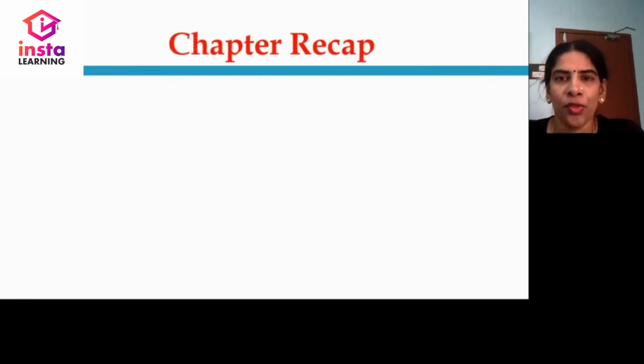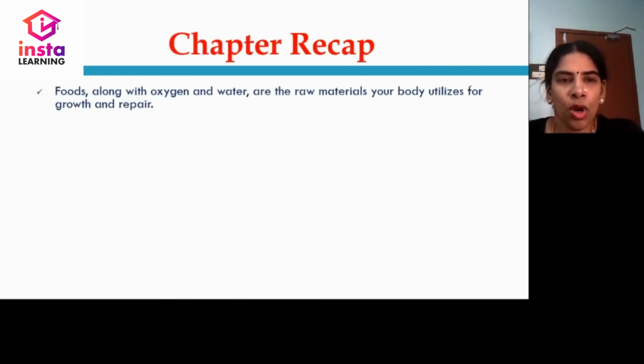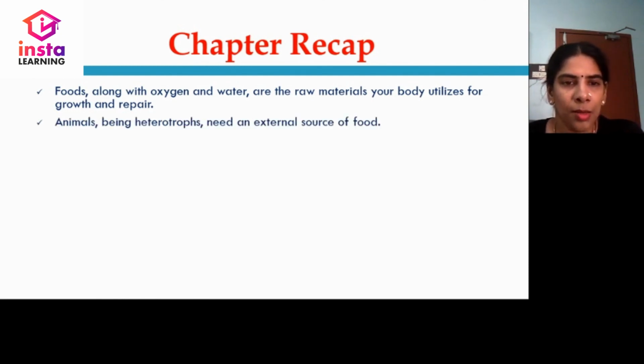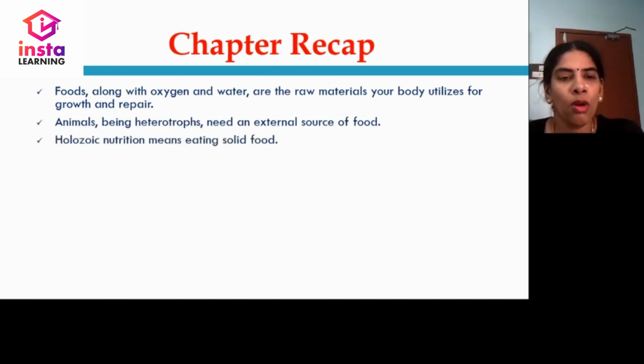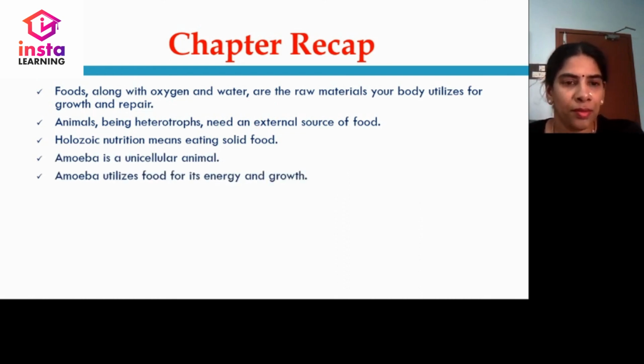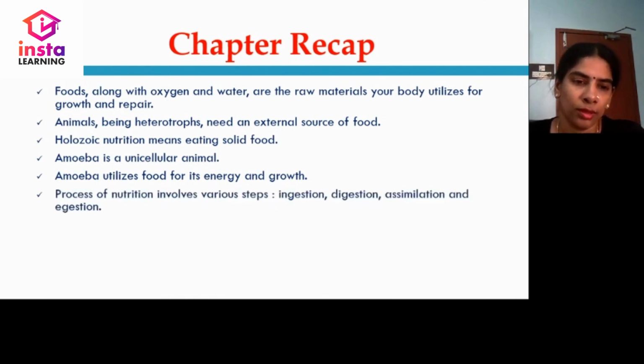Let us have a chapter recap. Food along with water and oxygen forms the raw materials of our body for growth and repair. Animals, being heterotrophs, need an external source of food. Holozoic nutrition means eating solid food. Amoeba is a unicellular animal. It utilizes food for its energy and growth.